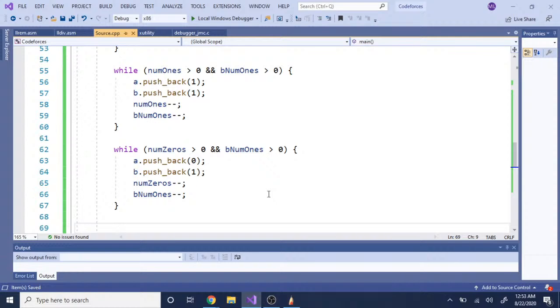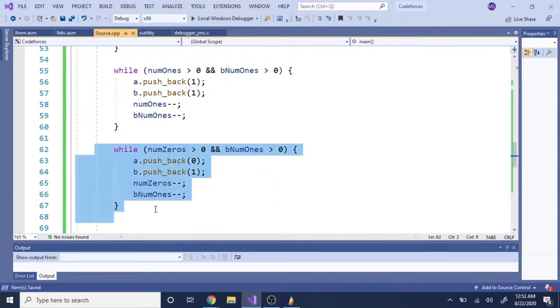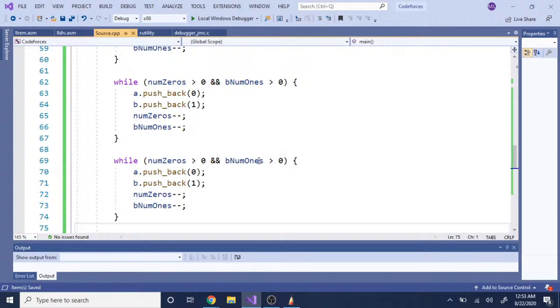Okay. Then we do the same thing. We pair the zeros with 1s and 2s.